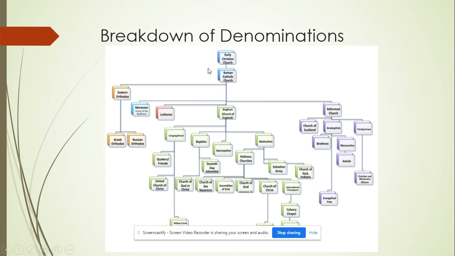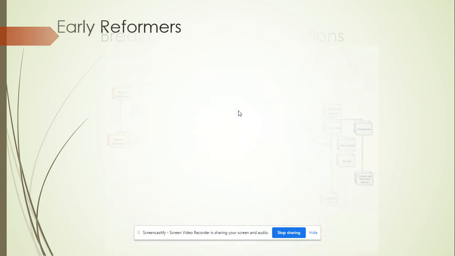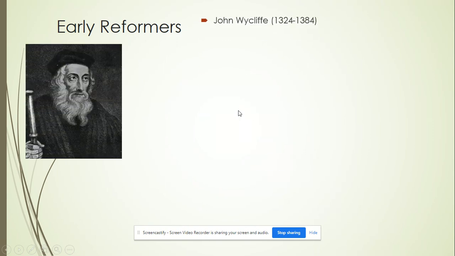So if we go back to 1517, we have this. The rest of this chart doesn't exist. We just have this branch of the chart. And we have this explosion in the early 16th century of Protestant reformers.